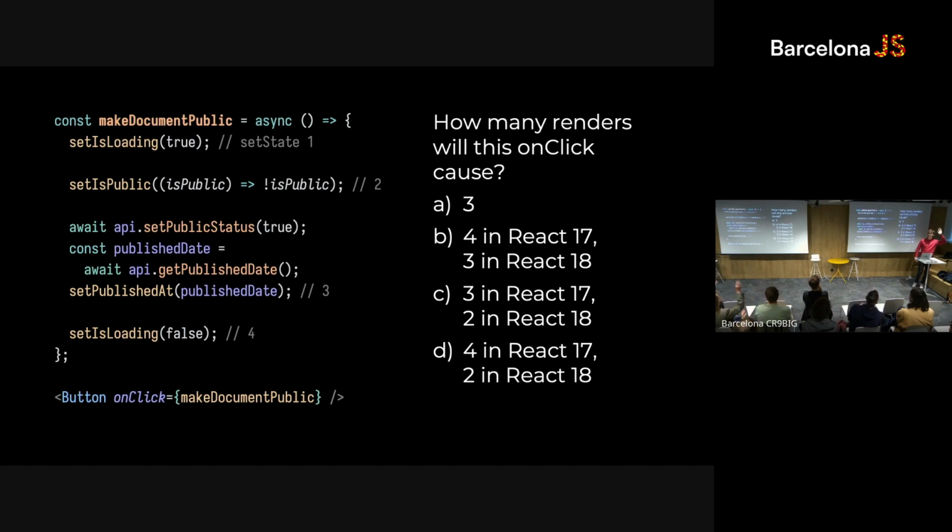Who thinks it's D? All right. Nice. Thank you. The answer is C. So this is happening thanks to update batching, which is one of the earliest invisible React performance optimizations.